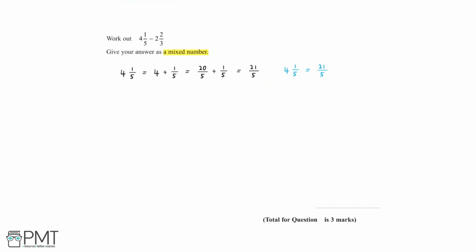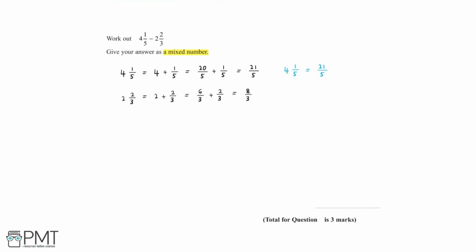Now we can do the same with 2 2/3. 2 2/3 can be written as 2 plus 2/3. Now to write 2 as a fraction with a denominator of 3, we can say that 2 is equal to 6 over 3, because 6 divided by 3 is equal to 2. And so 2 plus 2 over 3 is equivalent to 6 over 3 plus 2 over 3, which is equal to 8 over 3. And so we found that 2 2/3, written as an improper fraction, is equal to 8 over 3.